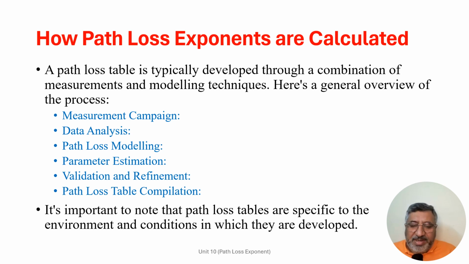Parameters are estimated using fitting techniques, and the model is validated using additional data or reference values. The final step is compiling the path loss table, which includes environment-specific path loss values. Path loss tables are specific to the environment and conditions and should be periodically updated to account for changes in the environment or technological advancement.